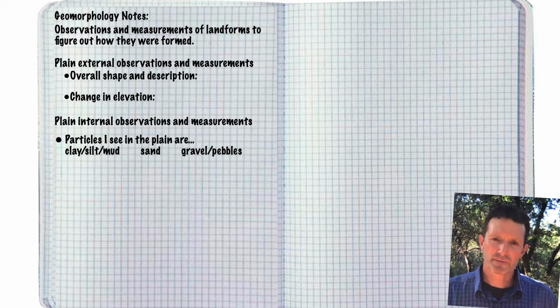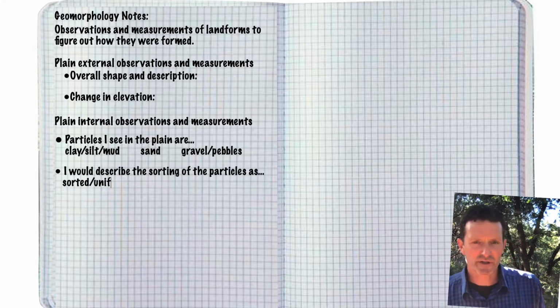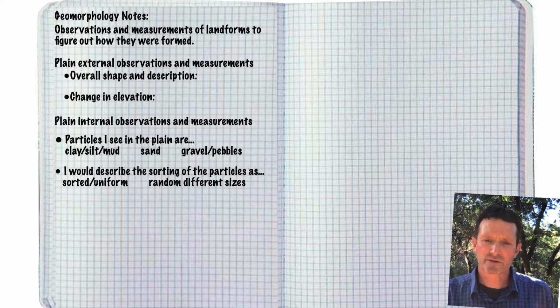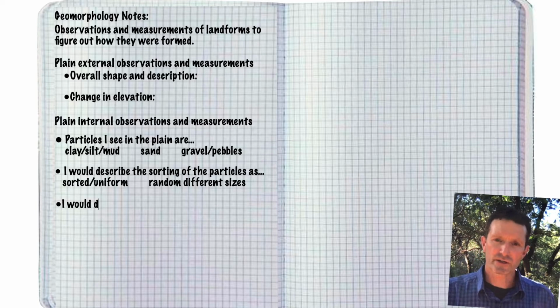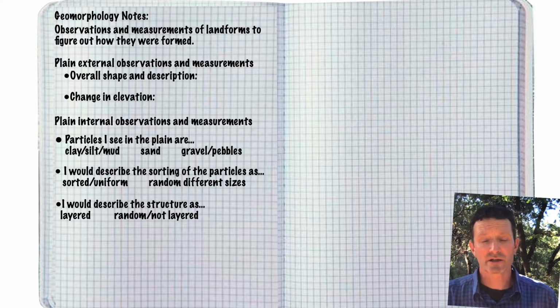After you describe the particle size, we'd then like to go on and describe the actual sorting of the particles. And again, what we're trying to decide here is, does it look like there was something going on geologically that sorted those particles into nice uniform pieces, or is it just a random mix of everything? After you describe the sorting, we're going to then describe the structure underneath these plains. Do you see any distinct layers, or does it seem like just a random mix with no visible structure? It again tells us a lot about what might have formed it thousands of years ago.